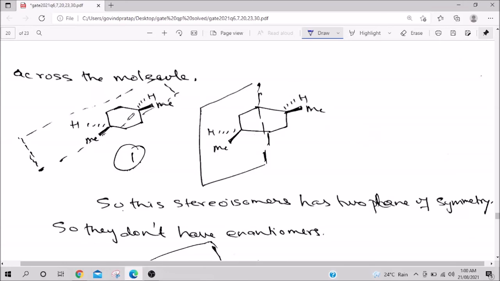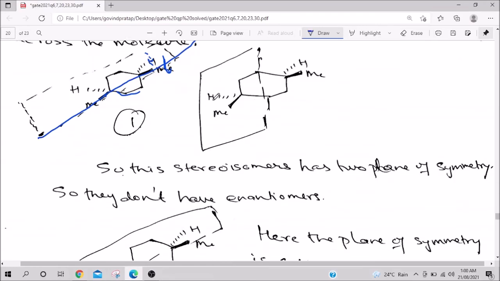So the first thing I have drawn is both methyl in the front. Once I draw both methyl in the front at the positions 1 and 4, a plane is cutting the molecule into two exact halves. Understand, I am cutting it like this. Methyl is a ball, so one half is on top, the other half is down. Similarly, hydrogen is a ball, so one half is top, one half is down. And this part is anyway identical. So it has a plane of symmetry.